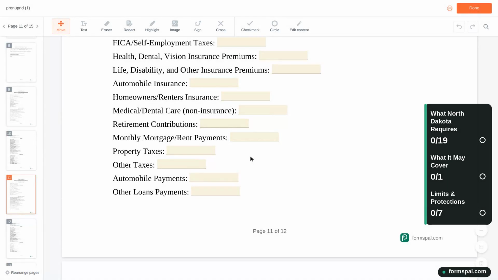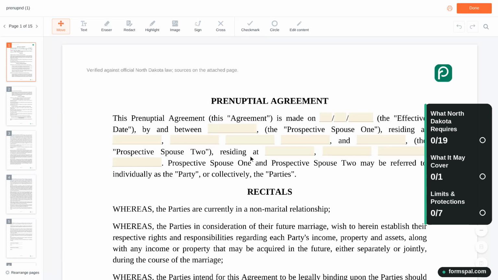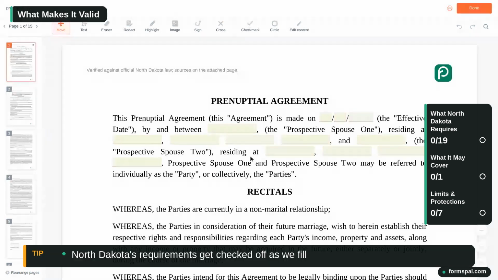Let's fill out a North Dakota prenuptial agreement together and check off every legal requirement as we go. This is North Dakota's prenuptial agreement, the contract a couple signs before marrying to set their own financial rules. On the right is everything North Dakota asks of it.